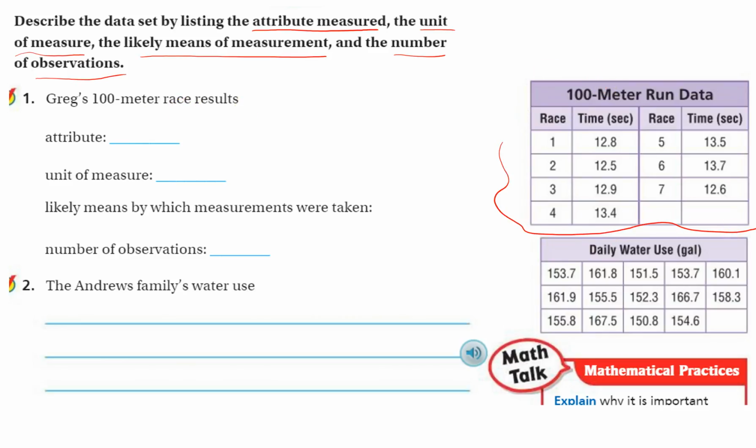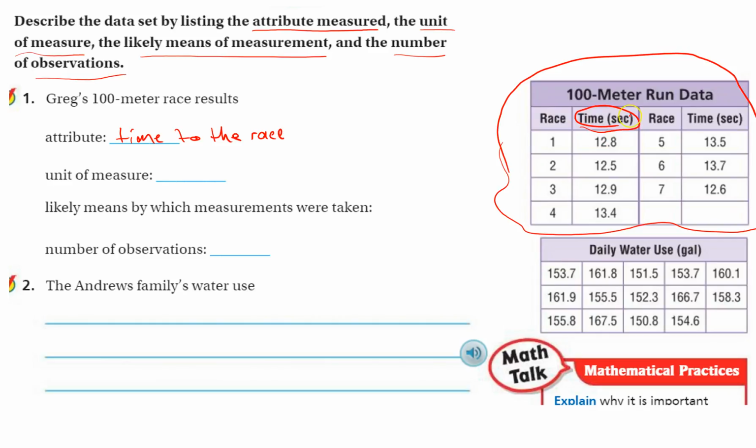Here's the 100-meter race results. What attribute was he measuring? Well, this is just the races. He was measuring how long it took him, so time. And we could be more precise, time to run the race. So how long it took him to run the 100-meter dash.